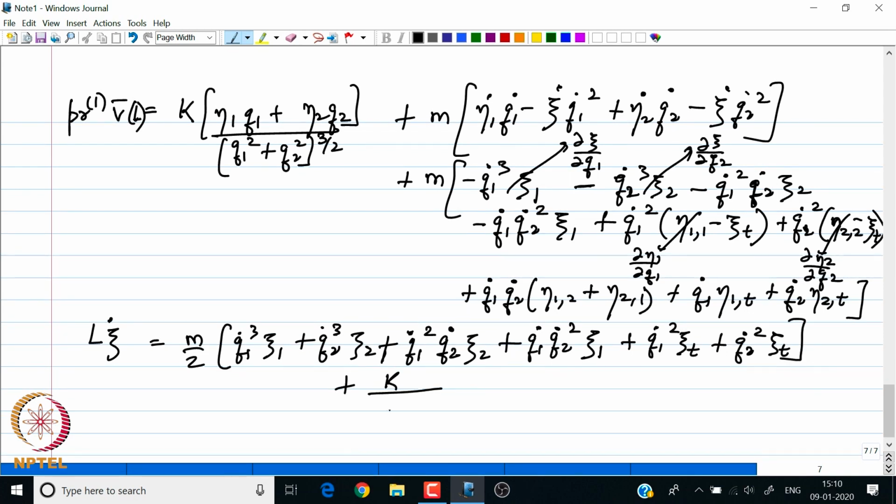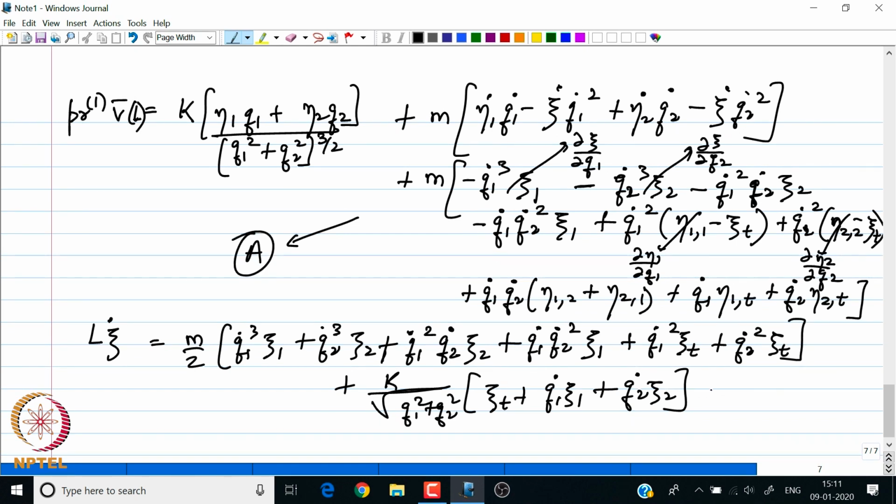So, k plus k by square root q1 square plus q2 square times xi t plus q1 dot xi 1 plus q2 dot xi 2. Okay. So, these are all the sets of equations that we are going to get. So, I am going to term this gigantic expression as A and this as B. So, I have to add A plus B and equate the various powers of q1 dot and q2 dot, and I am going to get the following relations.